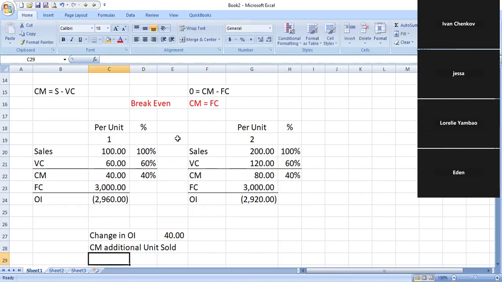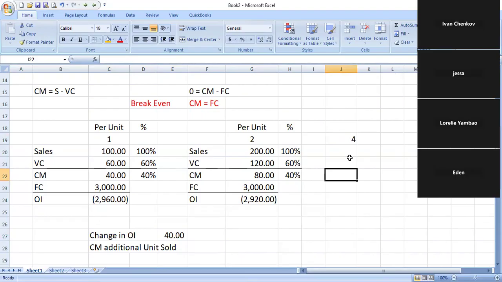Does that make sense? Yes, Prof. So now the next question will be very simple. What if I sell 4 units? How much will be my contribution margin now? Can you predict? 160. How did you get it? 4 times 40. Correct?